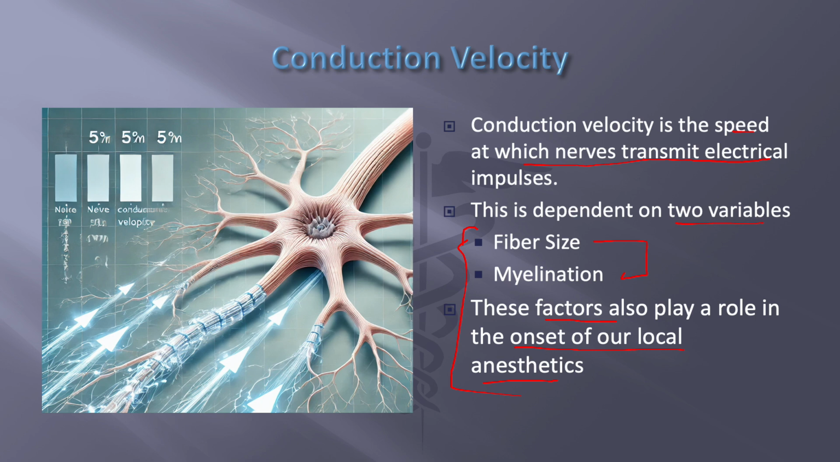And we'll talk about how the different fibers' speed of conduction, and if you pay attention, that speed also correlates to how efficiently we can block these nerves. How quickly can I get an onset of a block with these different nerve fibers, and also how long does it last on these nerve fibers.